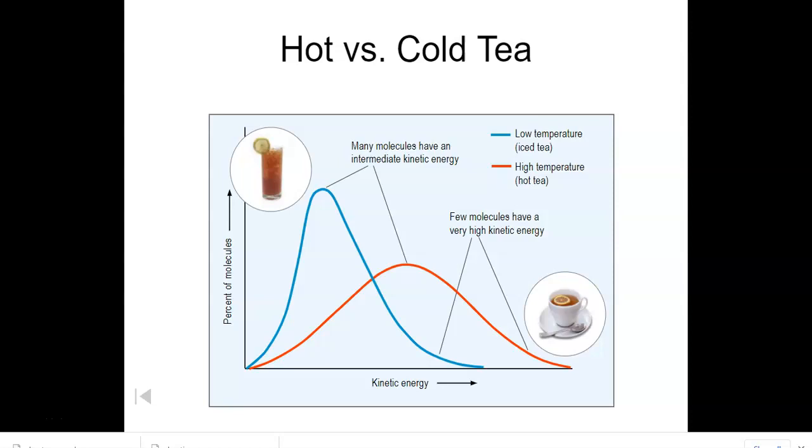So that's pretty much all we have for energy of reactions, and we're going to talk a little bit more about them and heat through the next couple of lessons.